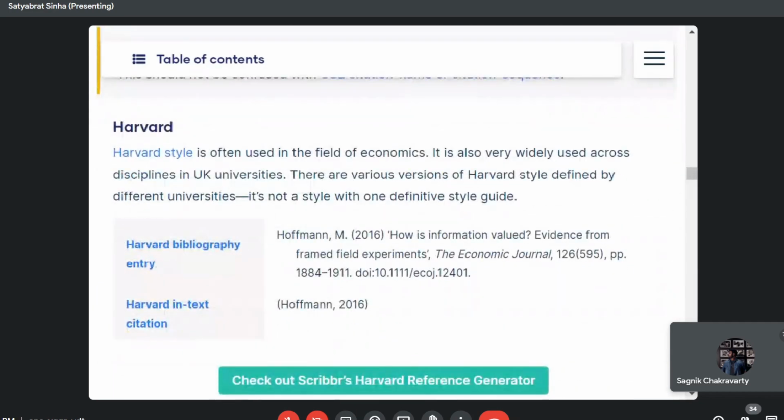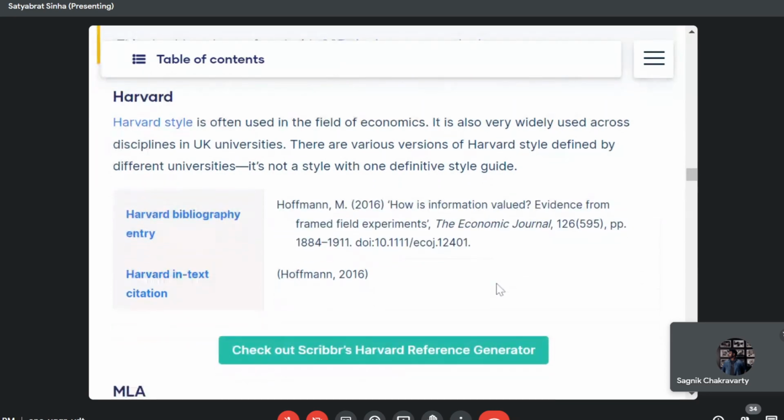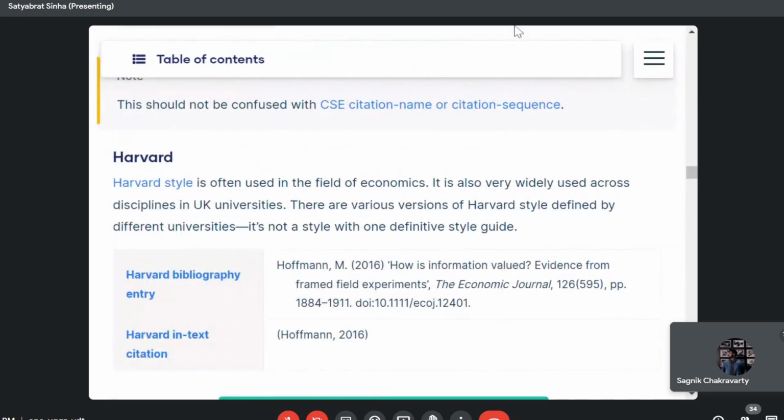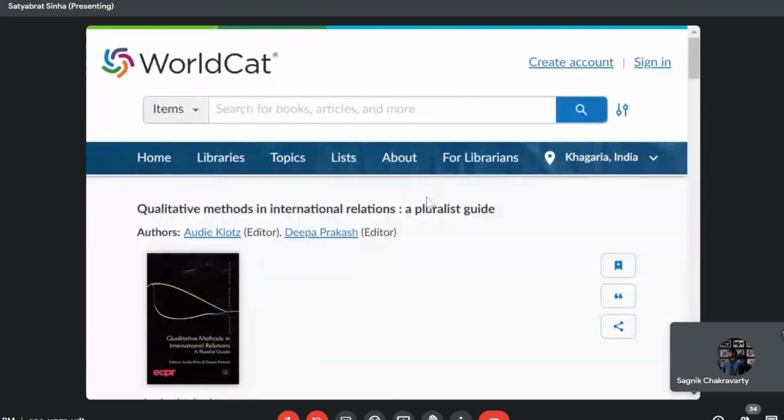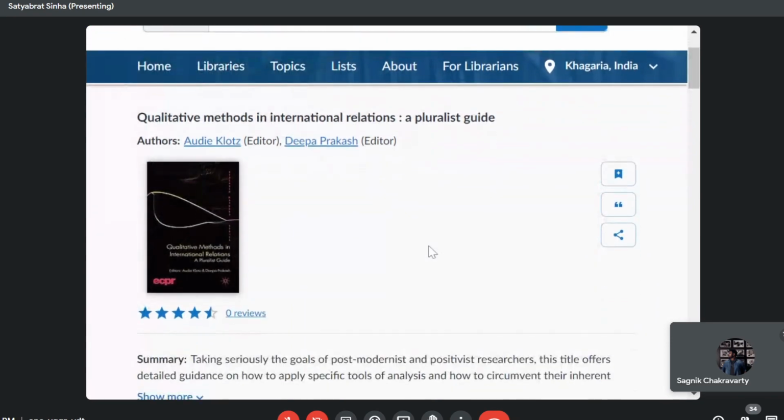If you look at the Harvard style, the in-text citation is this. In the text, you'll just write the surname of the author, comma, and year. And in the bibliography, you'll write this. One good way of actually doing this is to look at a website called WorldCat. I'm just opening the text. I hope you can see on screen, I have a book titled Qualitative Methods in International Relations: A Pluralist Guide. Can you see that?